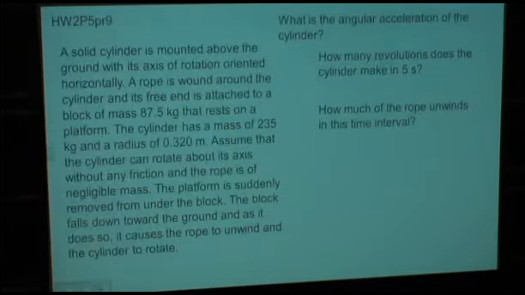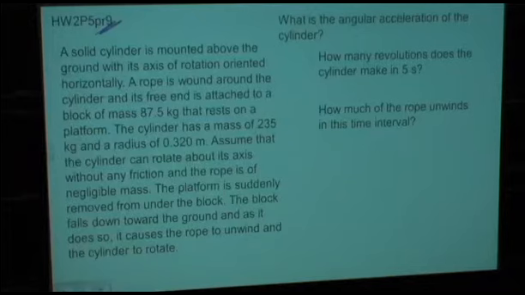Okay, so this has been solved. This is the problem about the wheel and the weight attached to it. We just release the weight, it's speeding up, the wheel is spinning, that's it. This has been done.